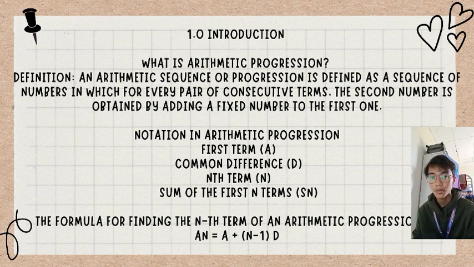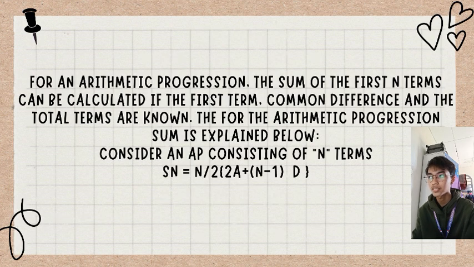So we have four notations in arithmetic progression. The first one is the first term, for which we use A as a symbol, and the second one is the common difference, which we use D. For the N term we use N, and the sum of the first N terms is Sn. So the formula for finding the N term of an arithmetic progression is An equals A plus (N minus 1)D.